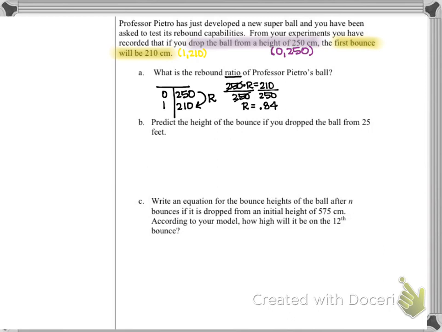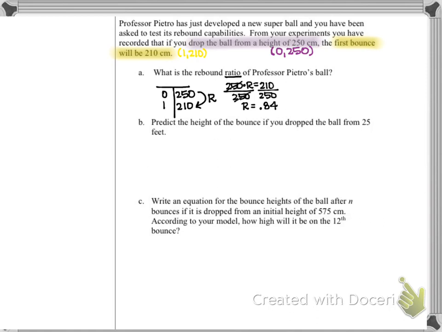If we think about the depreciation problem on the previous question, the value went down. The $25,000 car went down to close to $11,000, and the B value, the thing we were multiplying by, was less than 1. Same idea here. We drop it from 250, it only comes back to 210. It has lost some of its height, which means the number we're multiplying by should be less than 1.